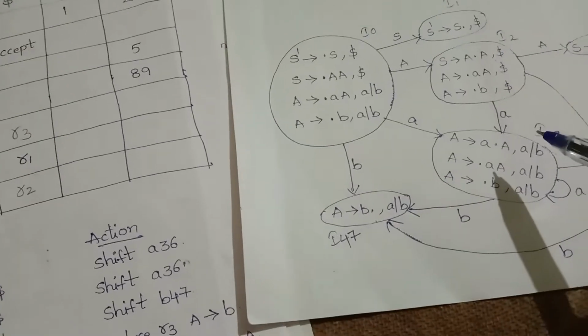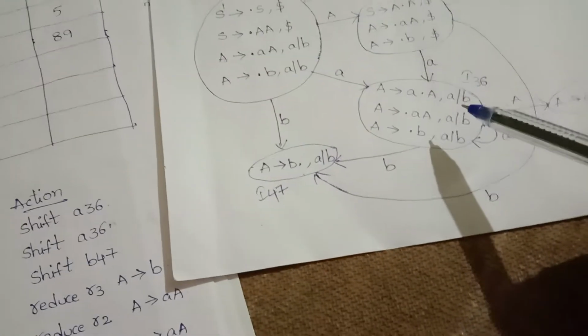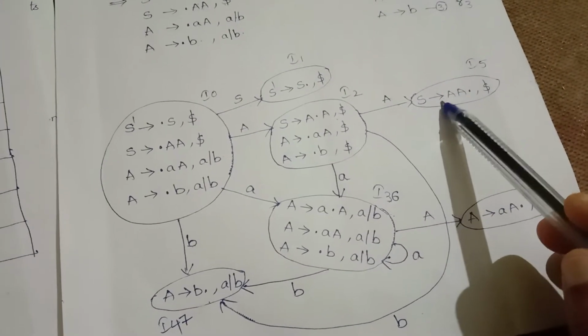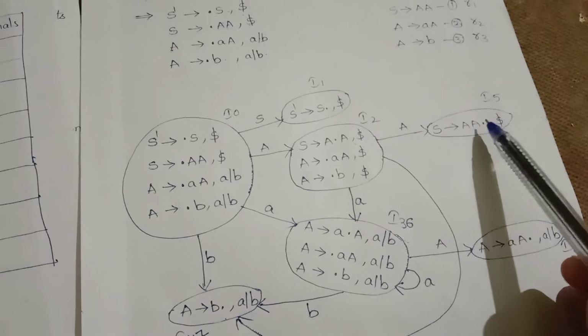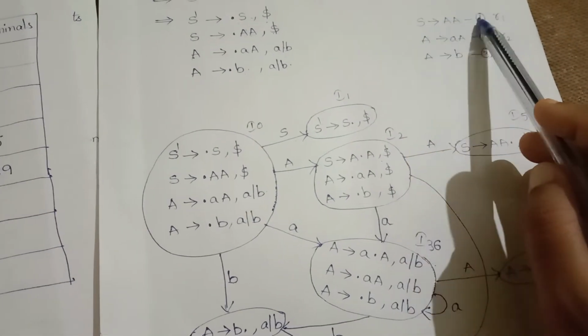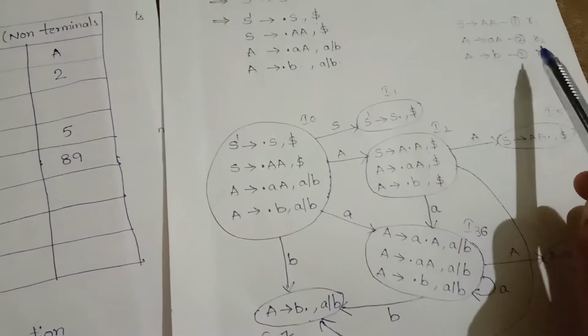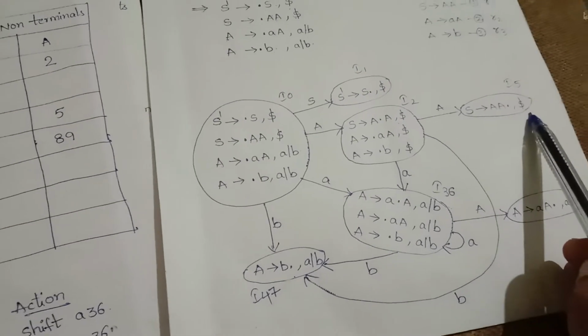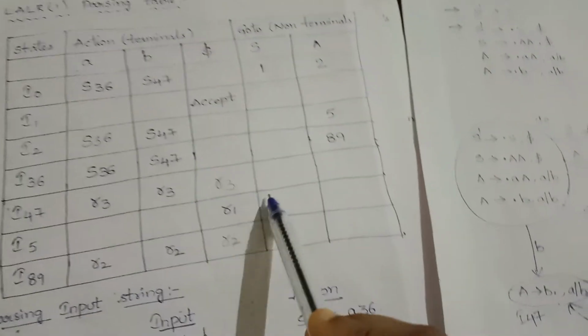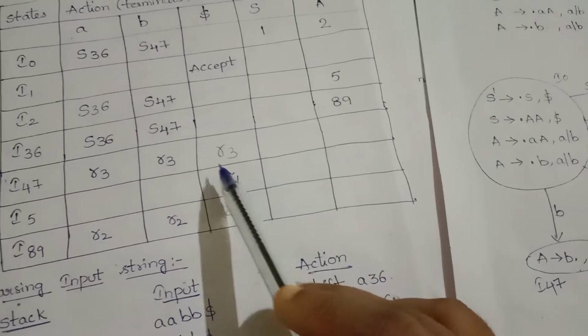And the next one is I5. In state I5, it is not moving to any other state. So what is this? S tends to AA, which we have numbered as R1. So R1 we need to write in the look ahead symbol. In state I5, on dollar, you need to write R1.